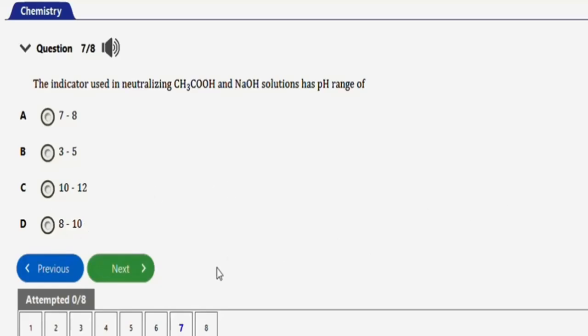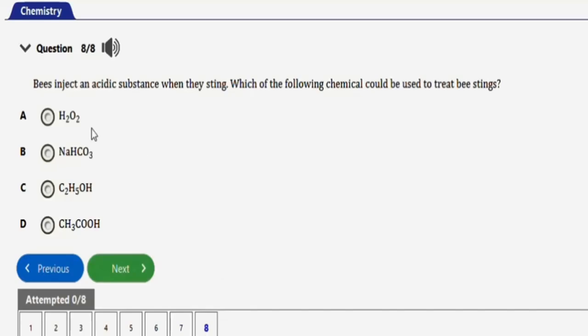The last question before I end this video will be this one. It says, bees inject an acidic substance when they sting. Which of the following chemicals could be used to treat bee sting? So the right option will be option B, which is sodium hydrogen trioxocarbonate(IV), option B. So that's for this question.